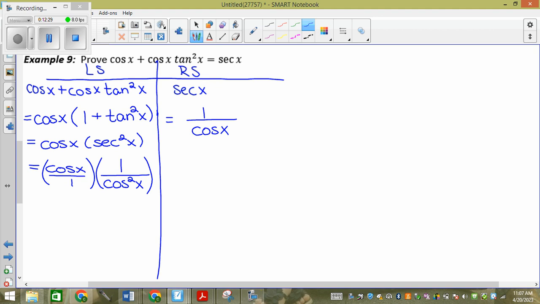Because remember secant squared x is just secant x times secant x. So if you don't know how to write it, you can write it as secant x, and I have 1 over cos x and 1 over cos x. It would be the same thing. Or I can write it as 1 over cos squared x. And then those cancel. And they match.